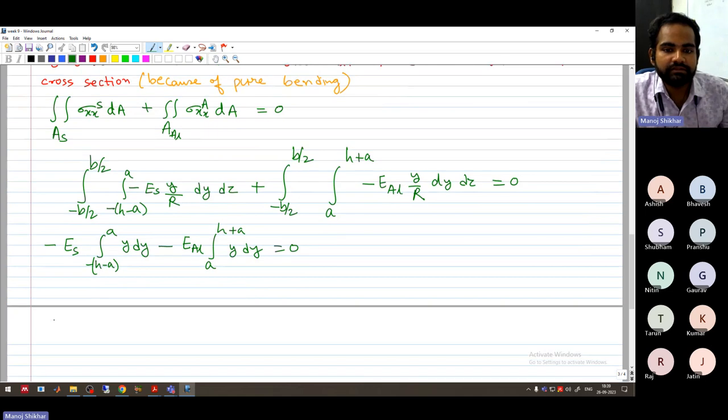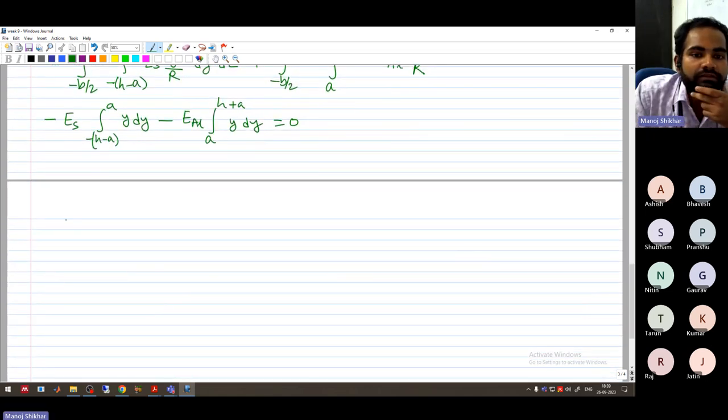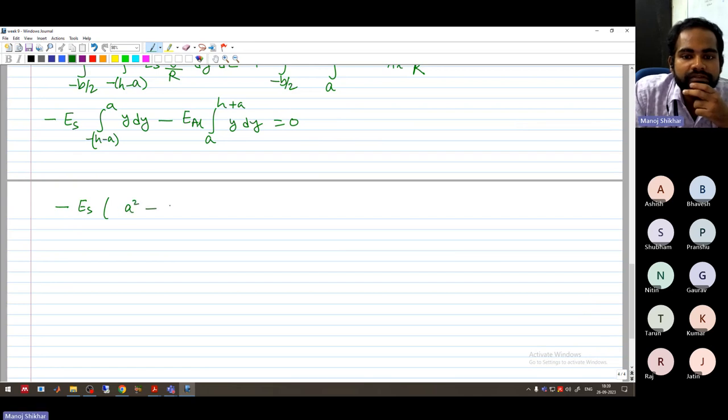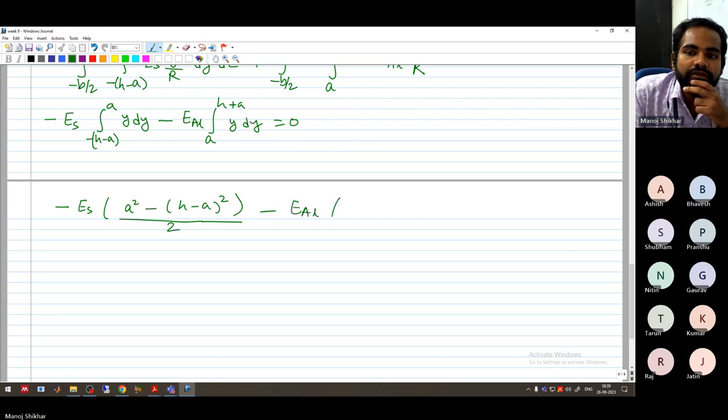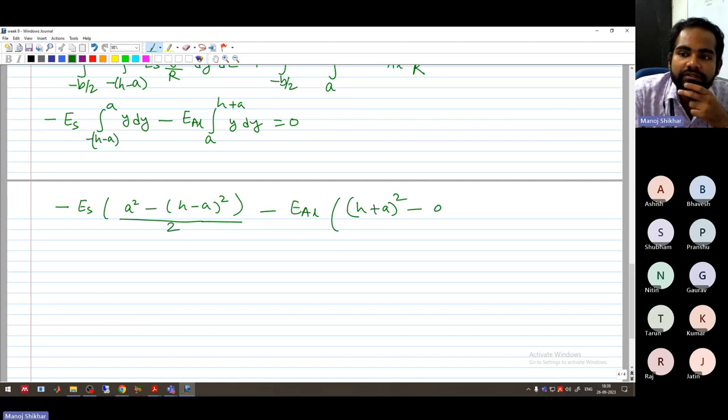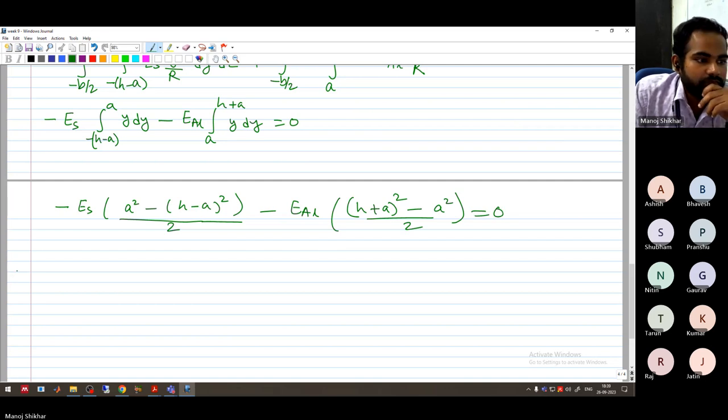So if we integrate this, we get minus E steel into a square minus h minus a whole square by 2, minus E aluminium into h plus a whole square minus a square. So we finally get it like this.